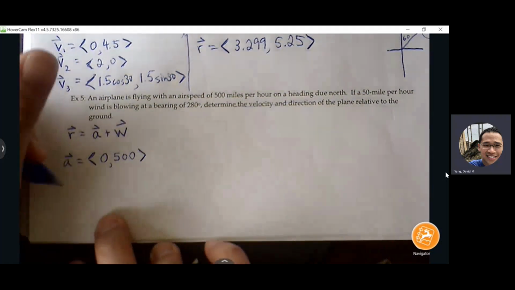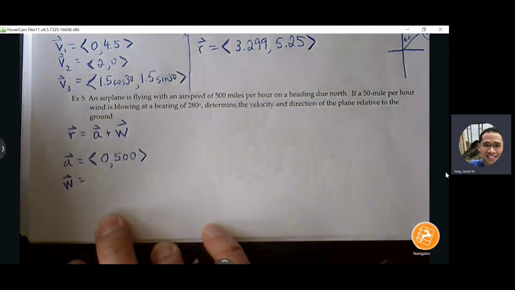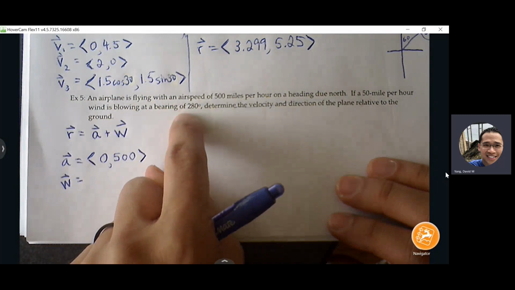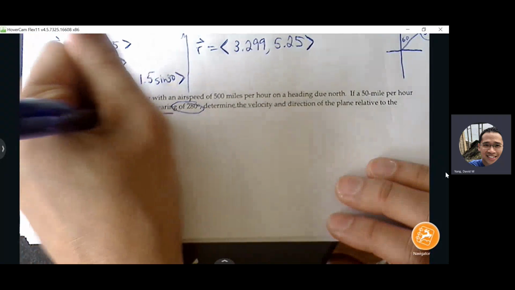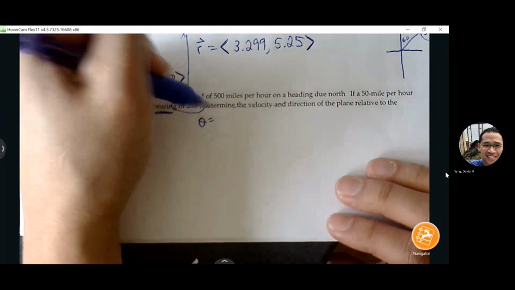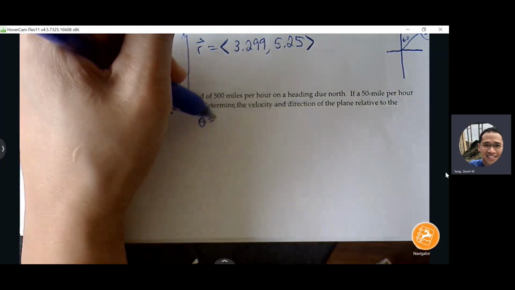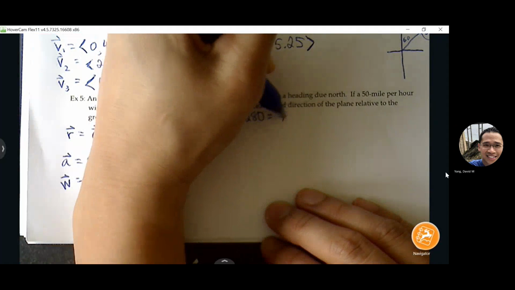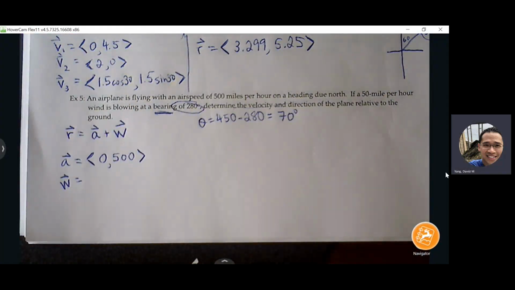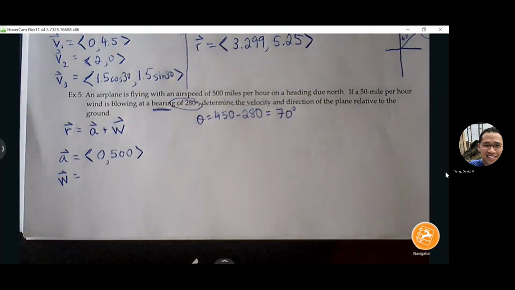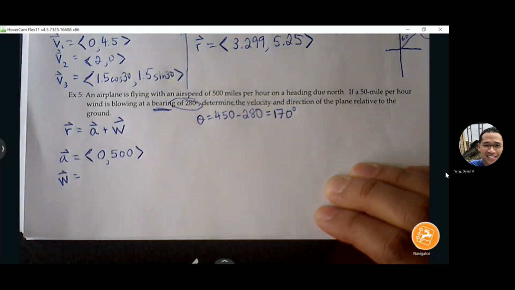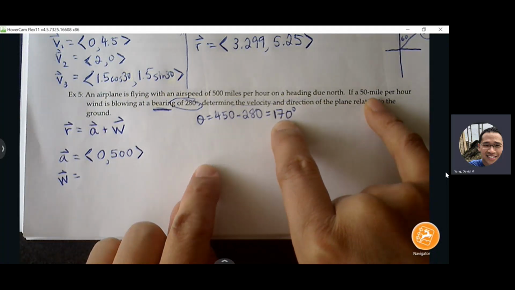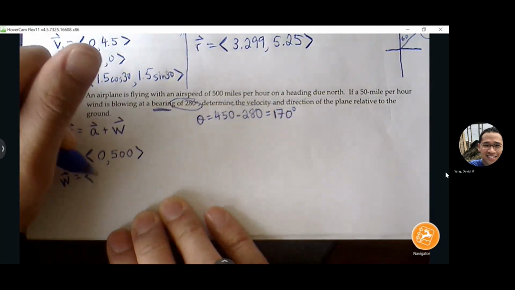Now the wind, we have to do some more work there because it's not at a nice, easy direction. So we have to figure that out, right? It's blowing at a bearing of 280 degrees. So this is related to direction, but it says bearing, so we have to make an adjustment. What's theta going to be? Or how do we find theta? That's subtracted from 450. 170. So we have our adjusted standard position direction along with our magnitude. Involve sine and cosine.